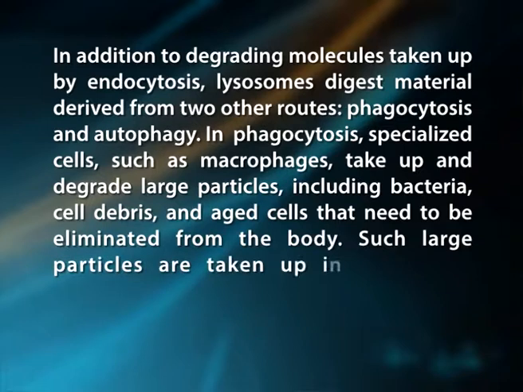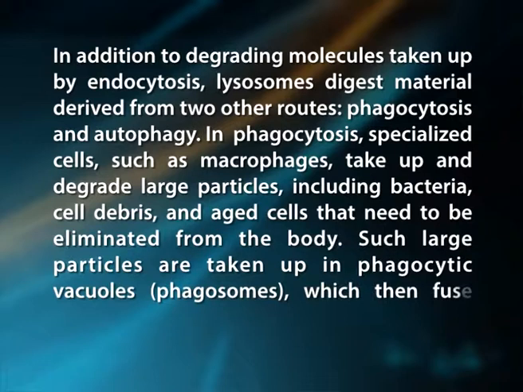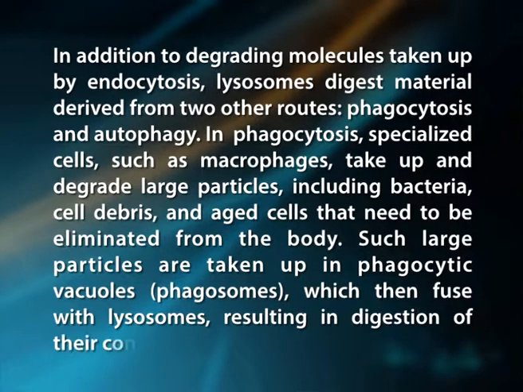Such large particles are taken up in phagocytic vacuoles or phagosomes, which are then fused with lysosomes, resulting in digestion of their contents. The lysosomes formed in this way can be quite large and heterogeneous, since their size and shape is determined by the content of material that is being digested.